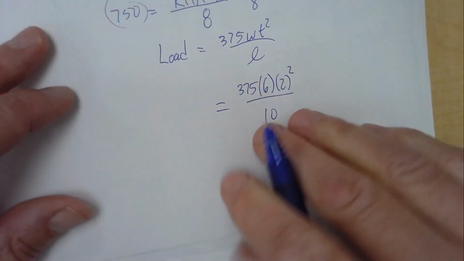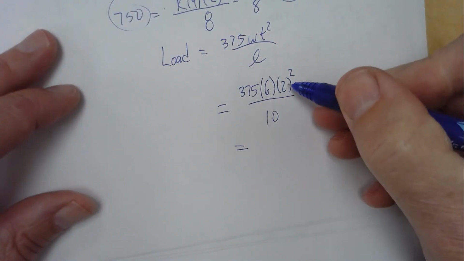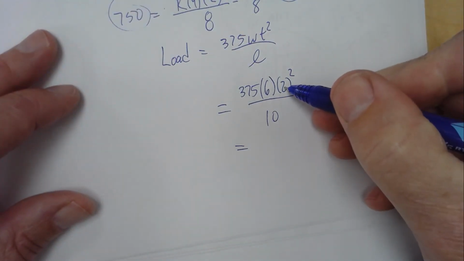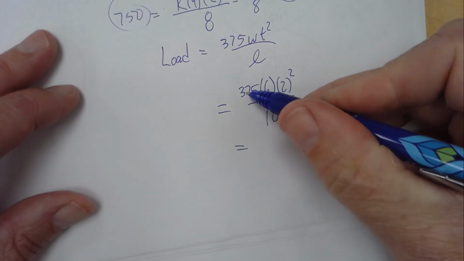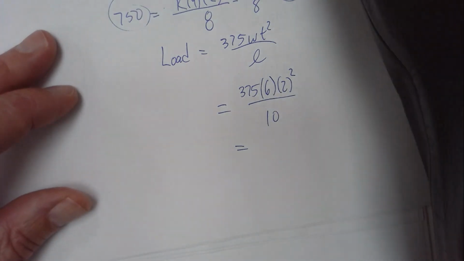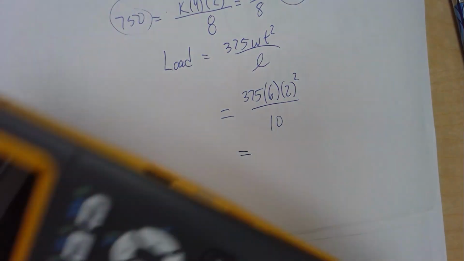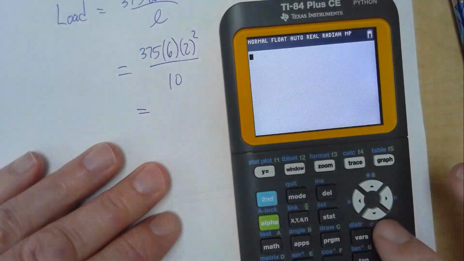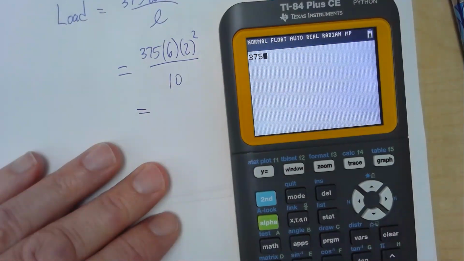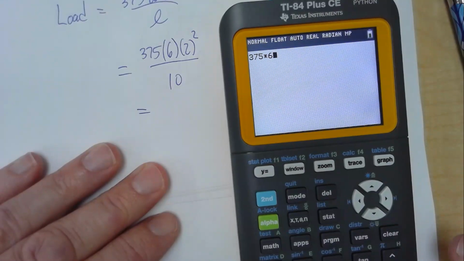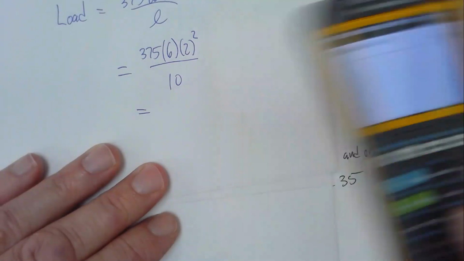All right. So we have this times that. It's larger numbers, so I'll break out the old calculator. So we have 375 times 6 times 2 squared, which is 4, divided by 10. 900. So it'll hold 900 pounds.